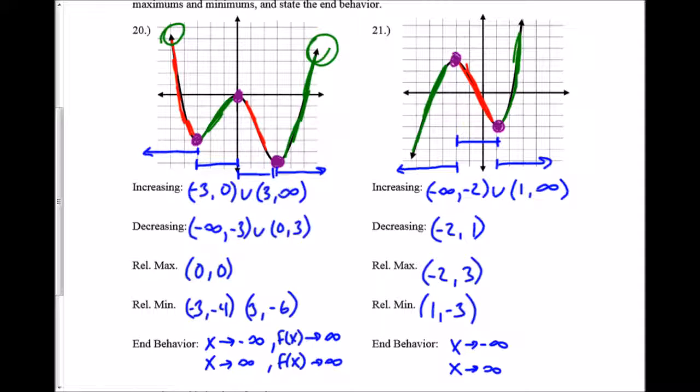As x goes to negative infinity, I'm looking at the left side of my graph. F of x goes to negative infinity. As x goes to positive infinity, that's the right side of my graph. F of x goes to positive infinity. Okay, that's my end behavior.